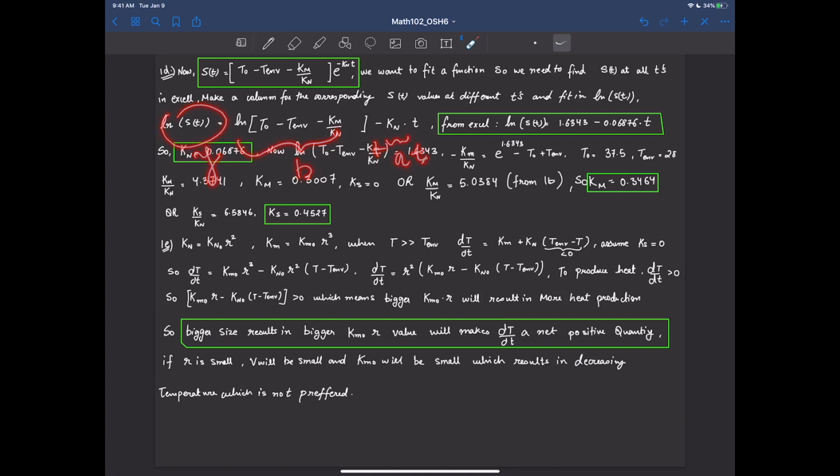So now if you make a column in Excel with this y value and these x values, of course they're t, and then you do a linear fit for that data, you're supposed to get a line that has this as its constant y-intercept and this as its slope.